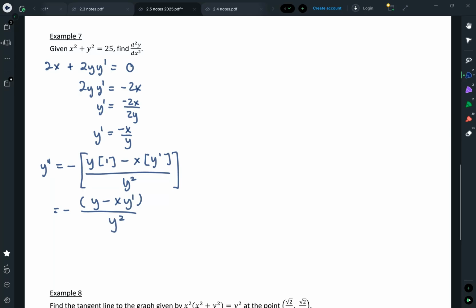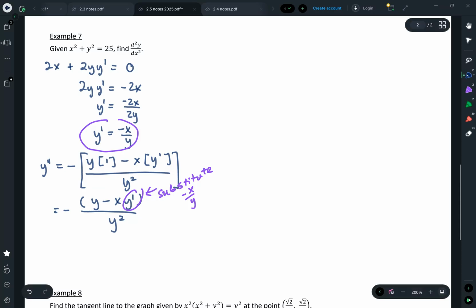And now we're going to do something really cool. This y prime, I can actually make a substitution. I can substitute my expression up here. This is y prime. So instead of y prime, I can write negative x over y because that's equal to y prime. All right, so let's go ahead and do that.